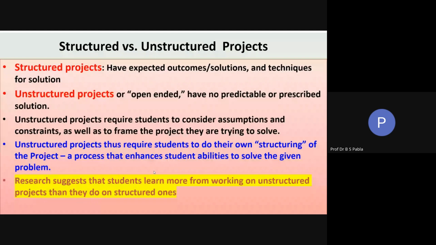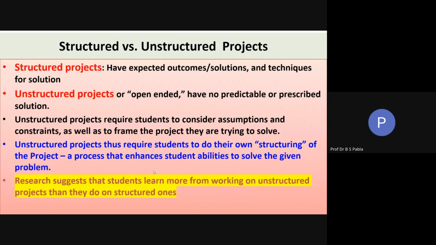Unstructured projects thus require students to do their own structuring of the project. They have to come up with a plan: how to do it. It is a process that enhances students' ability to solve the given problem, which will enable the students to develop the abilities to solve the given problems. It has been reported that students learn more from working on unstructured projects than they do on structured problems.